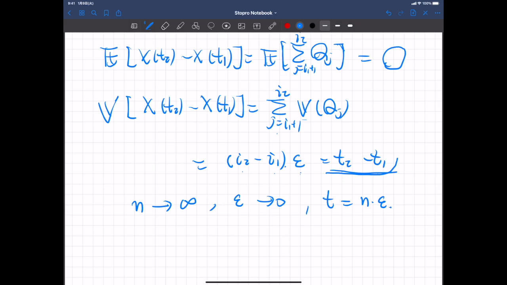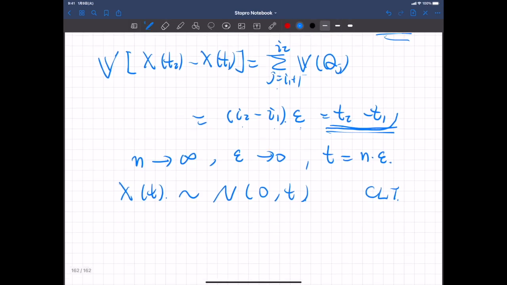Then this random variable approaches the normal distribution with 0 mean and variance of t by the central limit theorem. So now you see that the Brownian motion, standard Brownian motion, can be considered as a limiting case of the symmetric random walk.